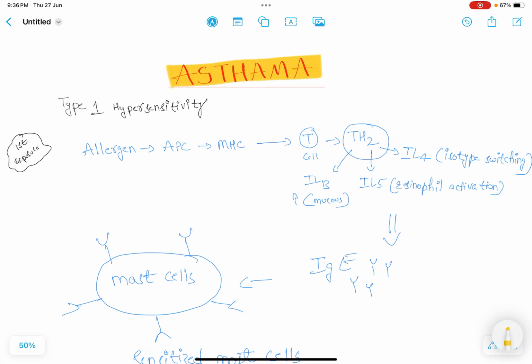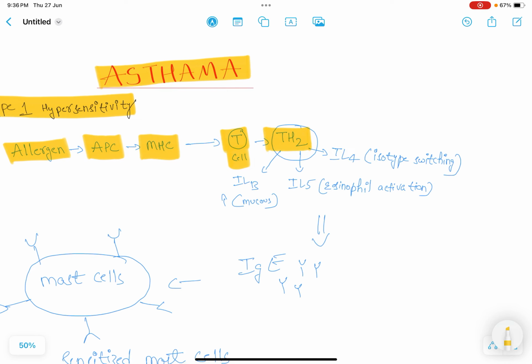Yes, asthma. Asthma is a type 1 hypersensitivity. When the patient gets first time exposure, the allergens will act on antigen presenting cells and this will act on the major histocompatibility complex. This causes activation of T cells. In the T cells, T helper 2 cells will become more activated and this T helper 2 cells will stimulate interleukin 4, interleukin 5 and interleukin 13.